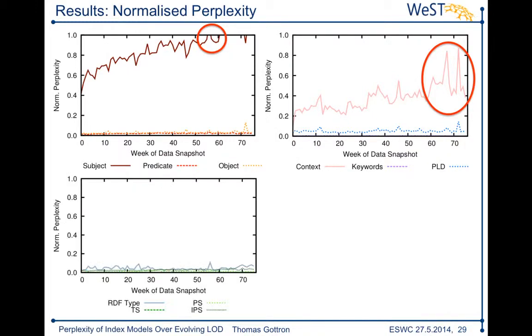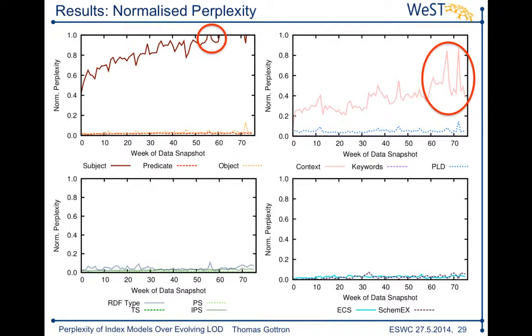A nice thing was when we then took a look at the schema level indices, because here, both for the simpler models and also for the complex extended characteristic sets and SchemaX, the normalized perplexity was very low, particularly surprising given the large deviation in the key sets that we have observed.